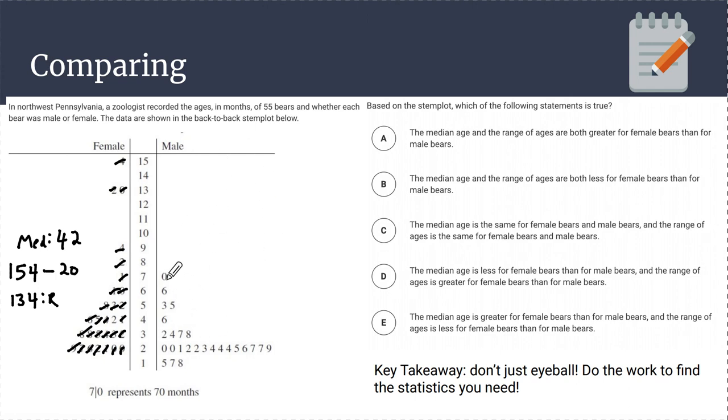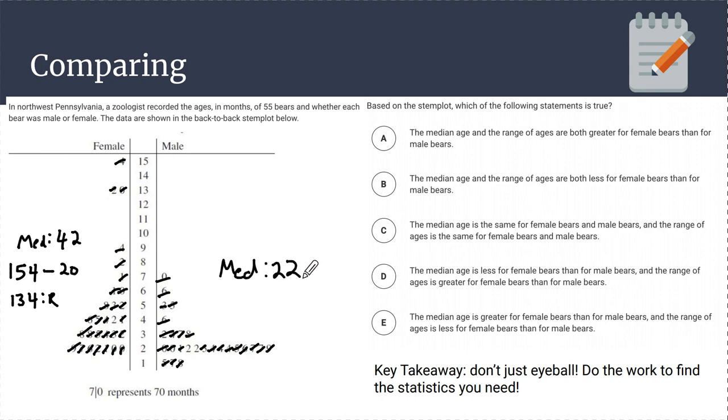All right. The males here, 1, 2, 3, 4, 5. 1, 2, 3, 4, 5. 1, 2, 3, 4. 1, 2, 3, 4. 1, 2, 1, 2, 1, 1. 22 seems to be the median.